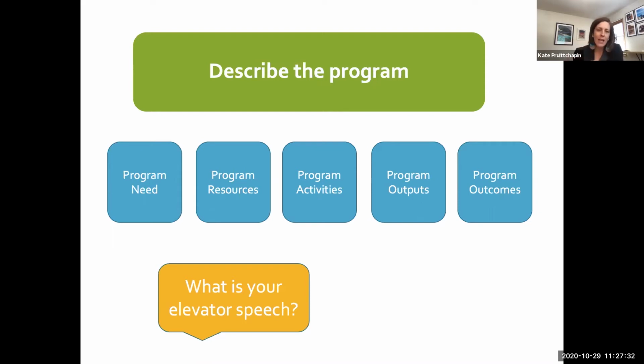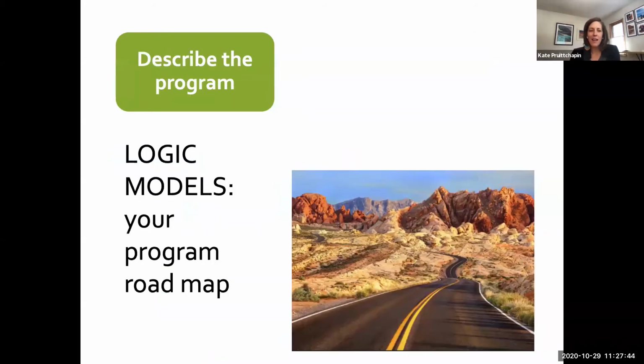So when we think about the evaluation model, we need to think about how we understand all these different pieces. And a logic model helps us do this.